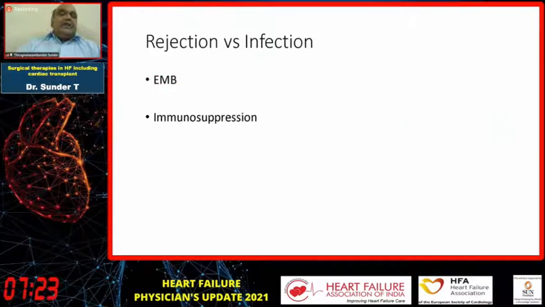The problem with heart transplant, lifelong, is possible rejection versus infection. So how do you monitor that? You have endomyocardial biopsy. You put a bioptome, a small instrument, through the internal jugular vein under echo control, or in the cath lab, and you can take biopsies from the right ventricle.